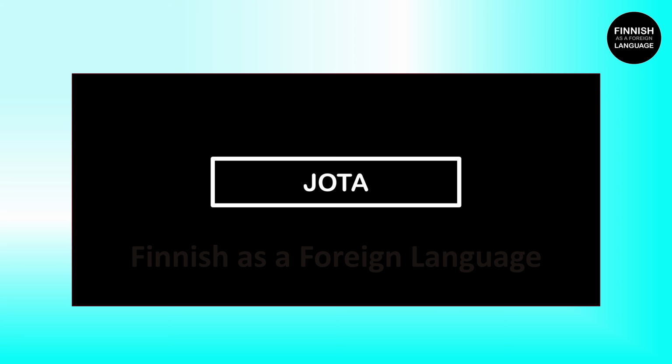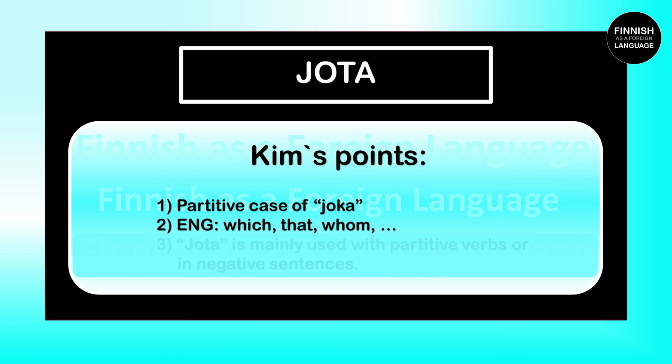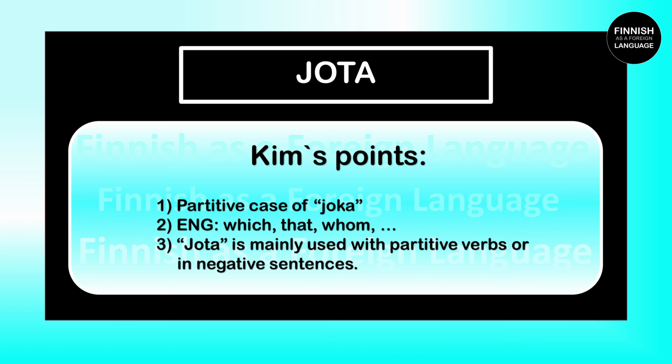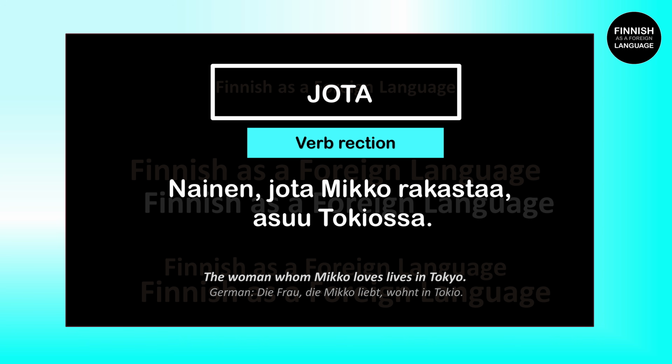Alright, we carry on with the next one, which is jota, the partitive case of joka. In English, it can be translated as which or that, and it's mainly used with partitive verbs or in negative sentences. Let's have a look at some examples. Here is our first one. Nainen, jota Mikko rakastaa, asuu Tokyossa. In English, the woman whom Mikko loves lives in Tokyo.